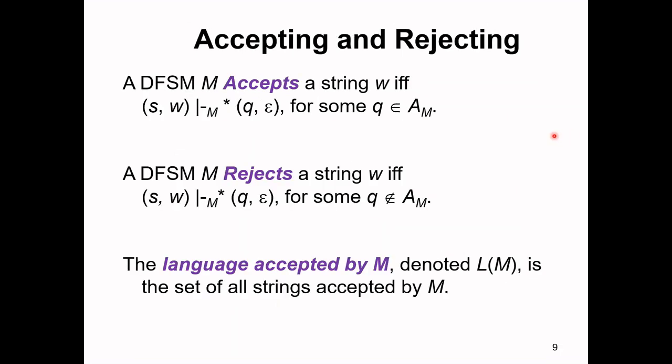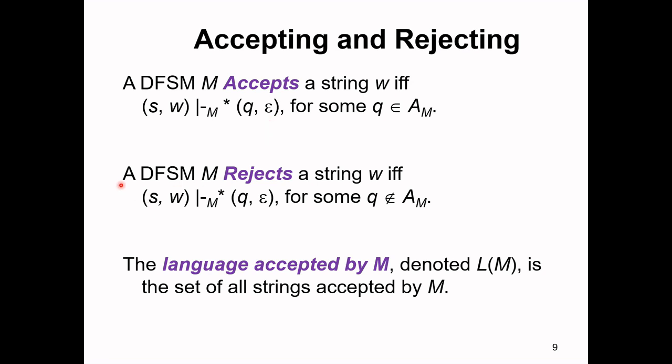Let us see when a string is accepted or rejected by a DFSM. A DFSM M accepts a string W if and only if, starting with the initial state S for the input string W, after multiple yields it reaches a state Q, where Q is in the final states of M, after processing the entire string.